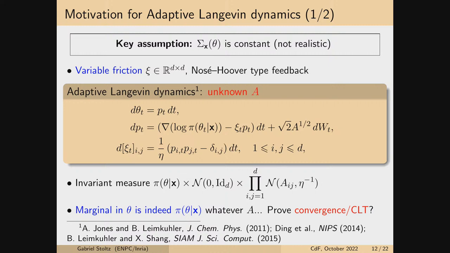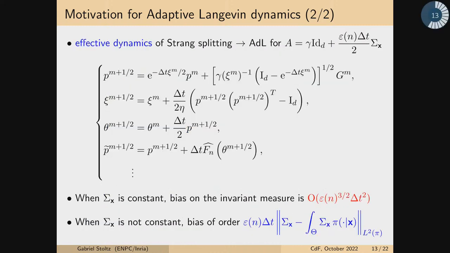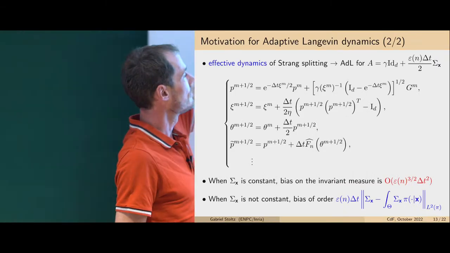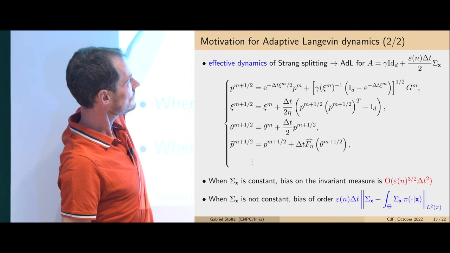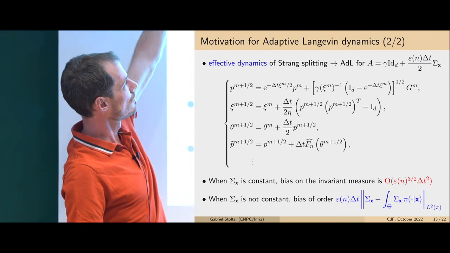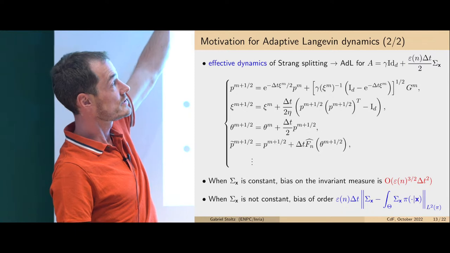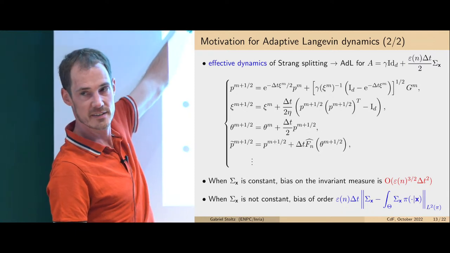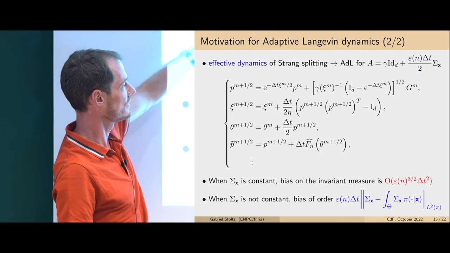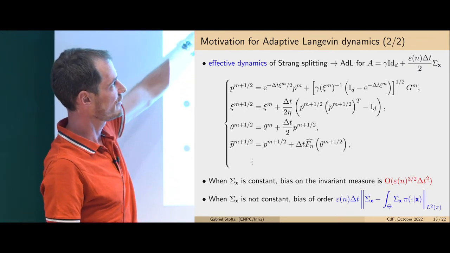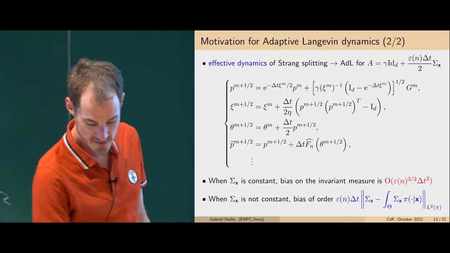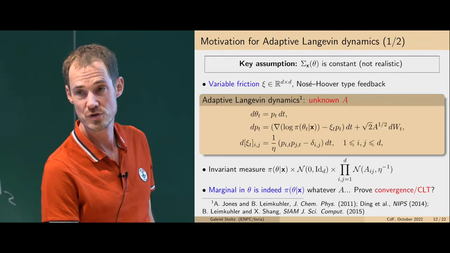And the point is that this is not the dynamics I'll be simulating. What I'll be simulating is this splitting scheme, which is essentially the one I showed for Langevin, except that I'm replacing the constant friction by a friction which is a dynamical variable, and which I'm updating according to this rule. So when I'm doing this splitting, so fluctuation dissipation with the current value of xi, update of xi, and then update of the position, update of the momenta, and so on and so forth, I can show that the effective dynamics associated with this splitting is exactly this adaptive Langevin dynamics.